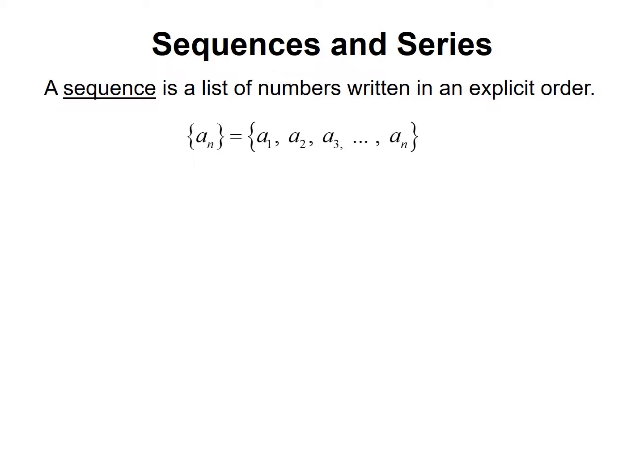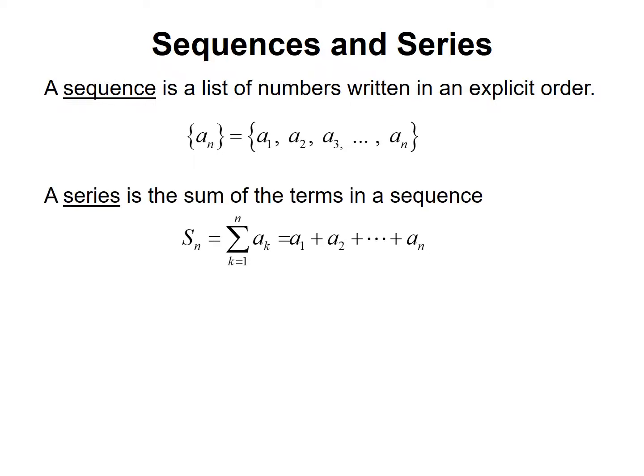A sequence is a list of numbers written in an explicit order. So we have the first term, second term, third term, on and on. And the series is the sum of all the terms in the sequence. So if we're looking to add up n terms, so the terms a sub 1 through a sub n, we would start with a sub 1 and we'd go all the way up through a sub n, add them all up together. We use the sigma notation here to denote that we're adding up all of these terms.